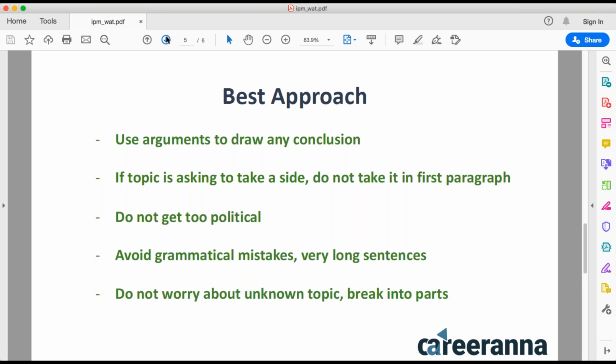Now, some things which I could put up as part of the best approach for WAT. Remember that whatever conclusion you are coming up with, it's based on the arguments which you have written. For example, if I say, do you support transgender marriage?